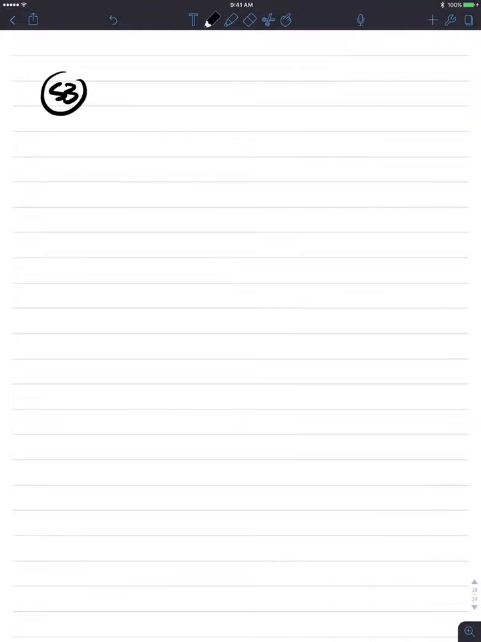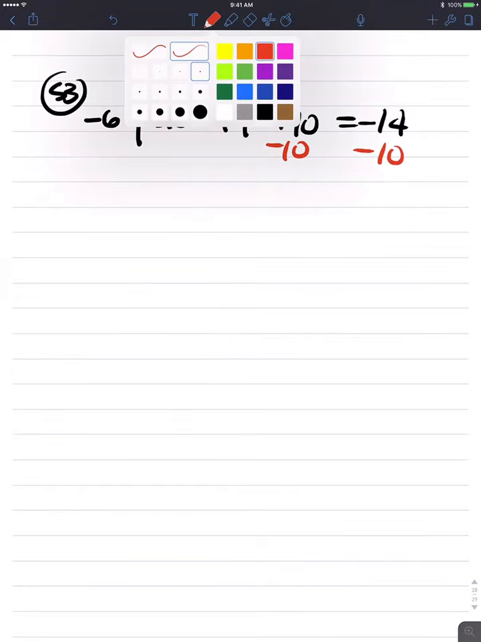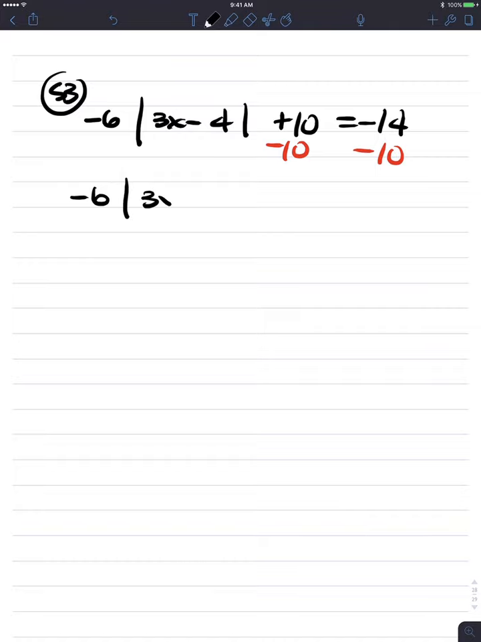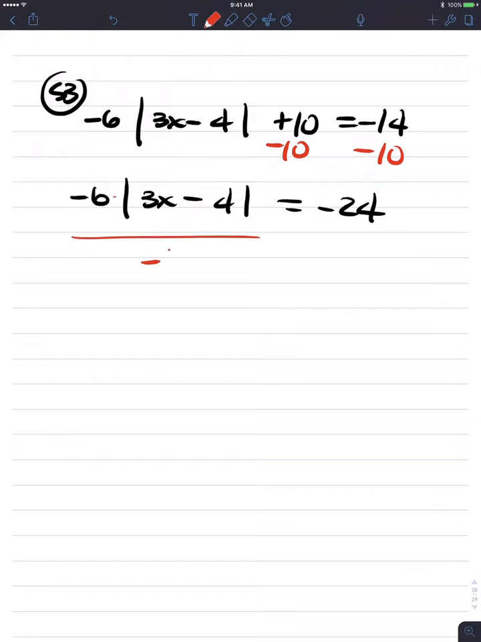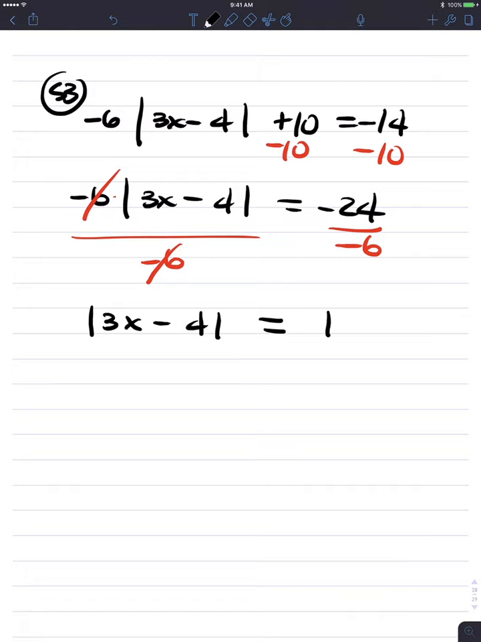Number 53. Negative 6 times absolute value, 3x minus 4, plus 10 is negative 14. Subtract my 10 and I get negative 6, absolute value, 3x minus 4 is negative 24. Solving for the absolute value, I have to divide both sides by negative 6. And I get here absolute value 3x minus 4 becomes negative over negative, which is a positive.